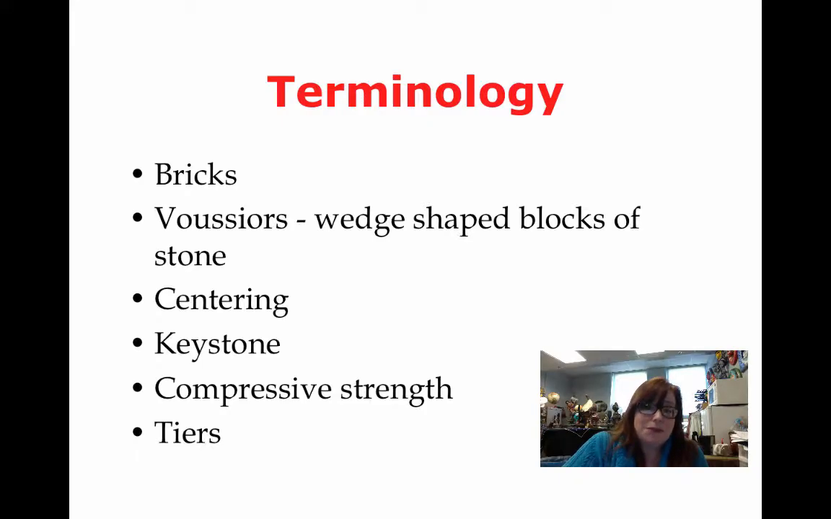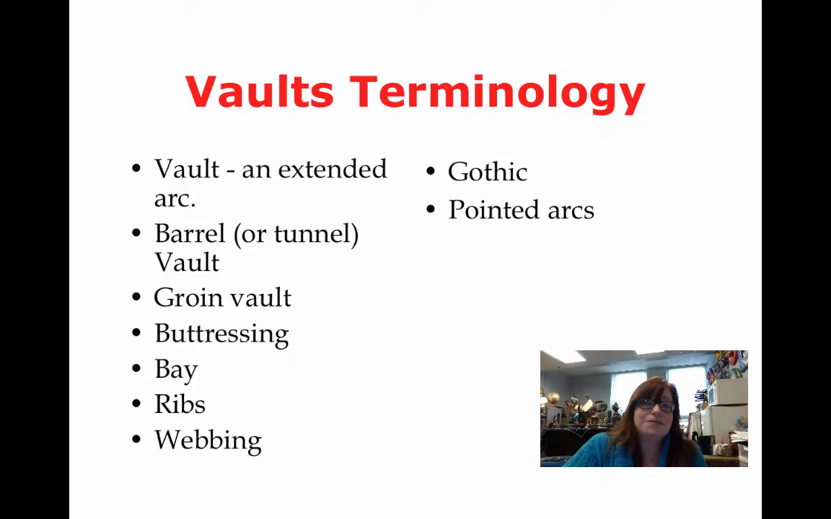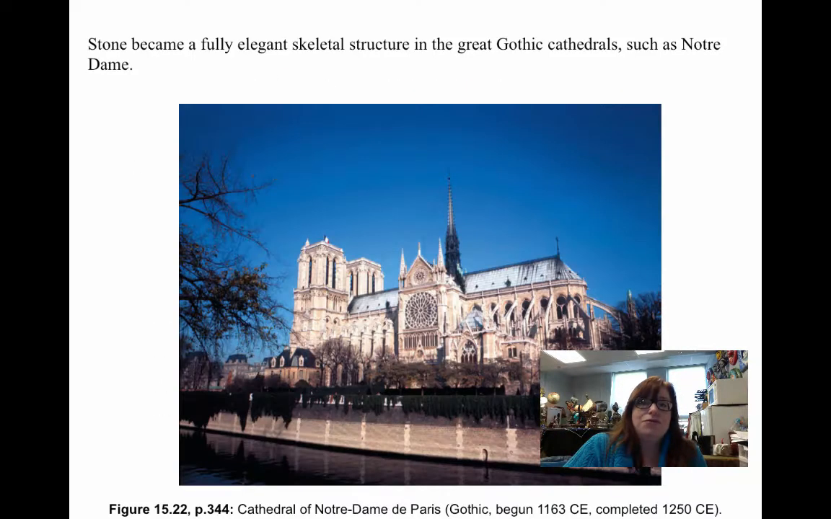So we've seen some of this terminology already, bricks. Hopefully you knew what a brick was before this presentation. We saw the voussoir, which is the wedge-shaped block of stone, of the key. It's also known as the keystone. The centering that is used to build the arches, the keystone again. Compressive strength and tiers.